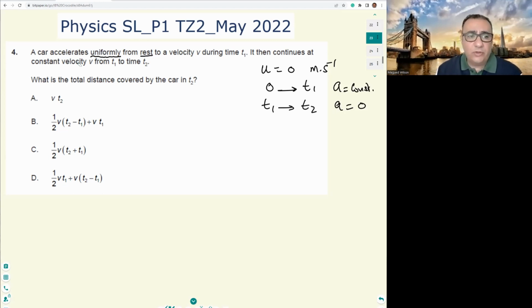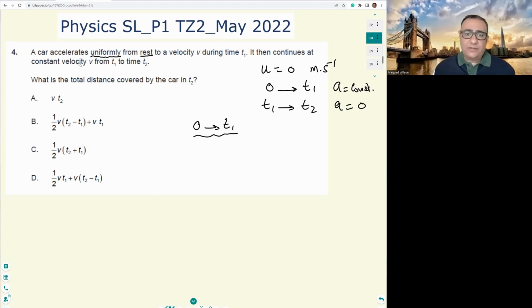Obviously, I'm going to break it down, and now we need the total distance. So let's say from 0 to t1 the distance is d1, and from t1 to t2 it is d2, and we are going to calculate together the total distance. In the first part of the motion, from 0 to t1, we have acceleration. That means I need to use the SUVAT equations.